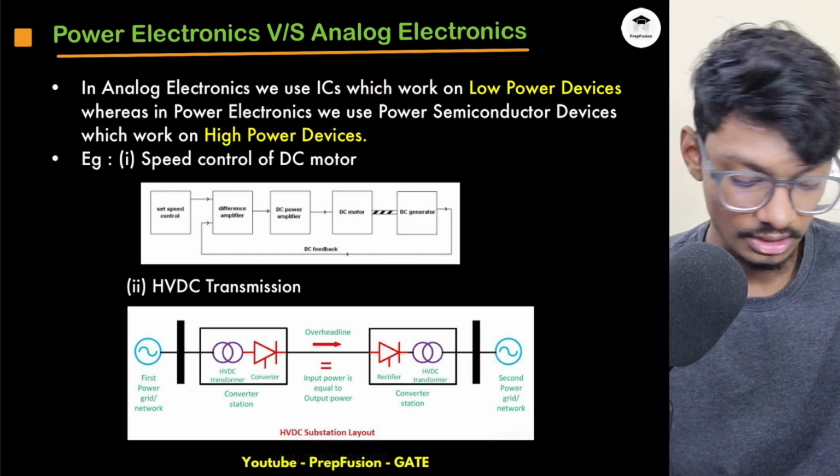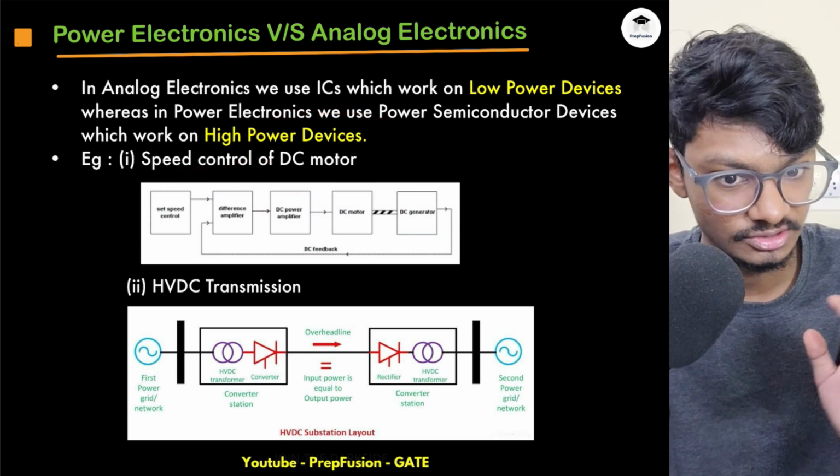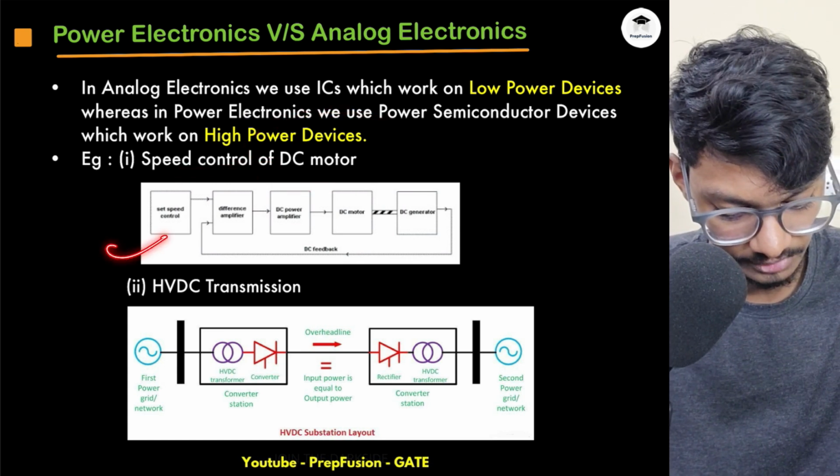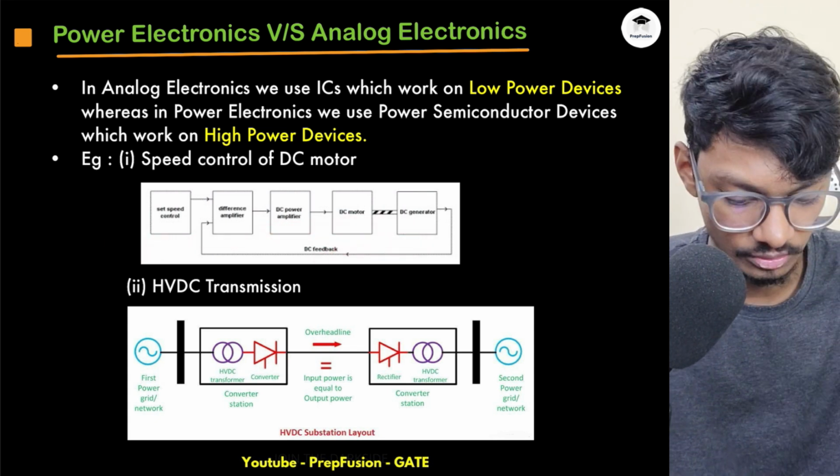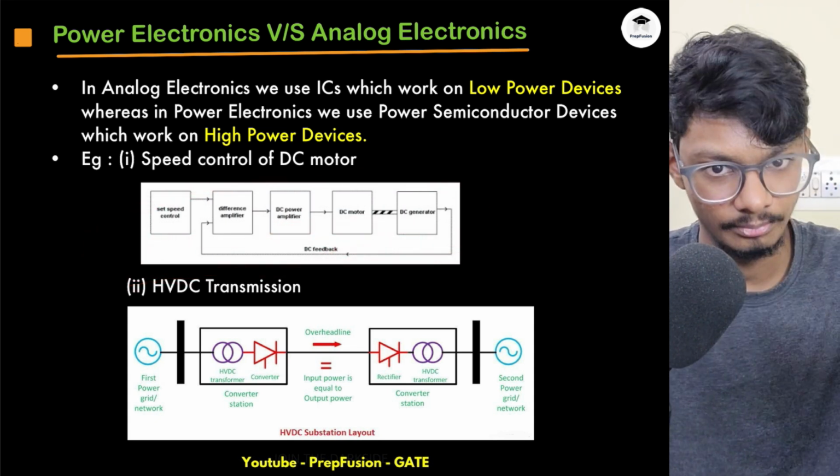So what are a few examples? Examples are speed control of a DC motor. That is also done with the help of power electronics. You can see the block diagram of how it is controlling. If you have studied machines, you will understand how this is controlling the motor speed.